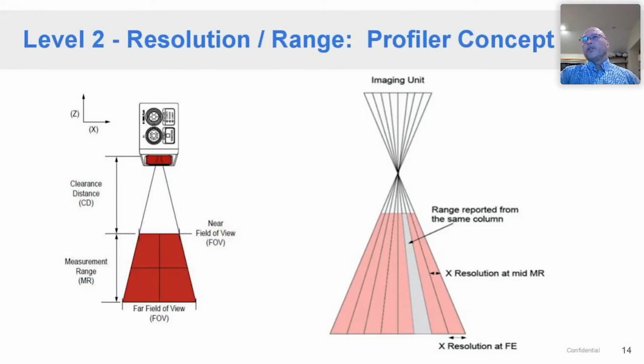This diagram really shows you that for every line profiler, there's an imaging unit in the camera, a sensor in the camera, which has got a certain number of columns in the imager itself. And each of those columns corresponds to a certain amount of real estate along the laser line, which we call X resolution.